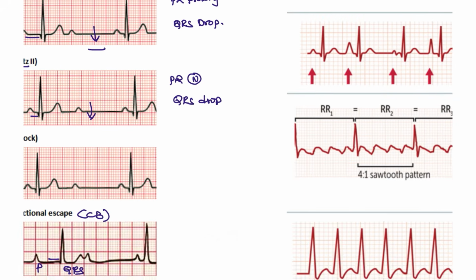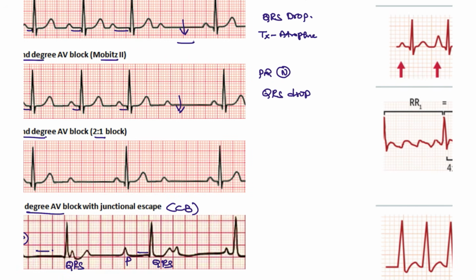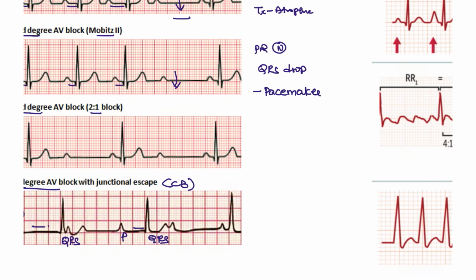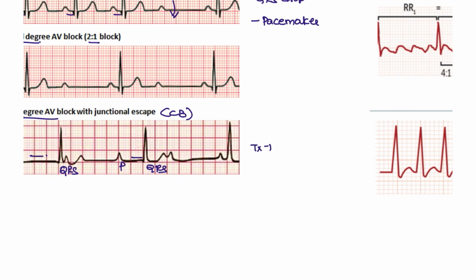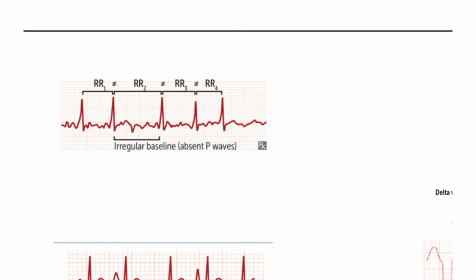So what is the treatment? Treatment for this patient is atropine or treating the underlying cause. Here also treatment is atropine. But in patients with Mobitz type 2, it is severe, so we have to go for the pacemaker. Pacemaker is the only treatment. And also in complete heart block, the treatment depends only on the pacemaker. Right?